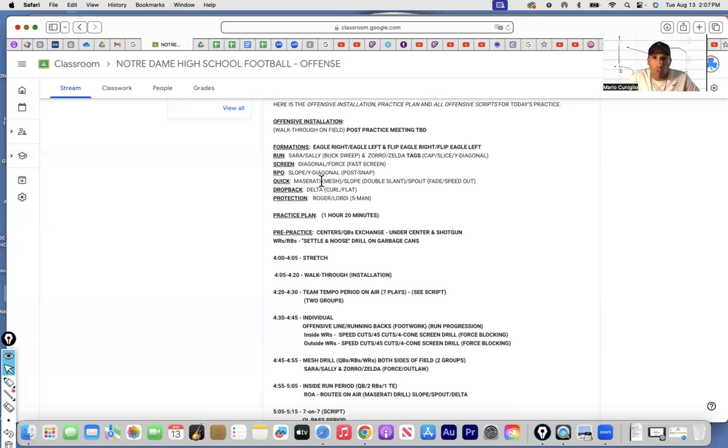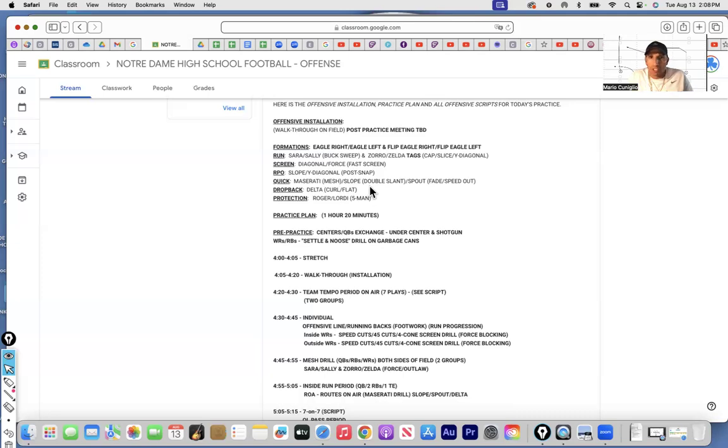All right, our RPO we have attached would be slope and then also Y diagonal. That's post snap. Quick game, we're adding Maserati, which is our mesh play that we've talked about and gone over before we went on the blackout period. So we'll be going over Maserati today. We will have the Maserati drill. So if you don't know what Maserati drill is, you better refresh yourself in that video.